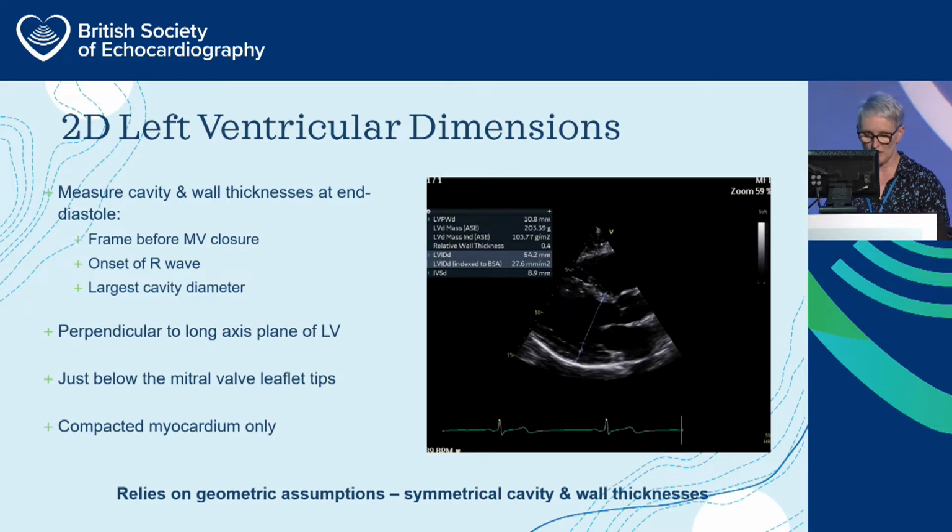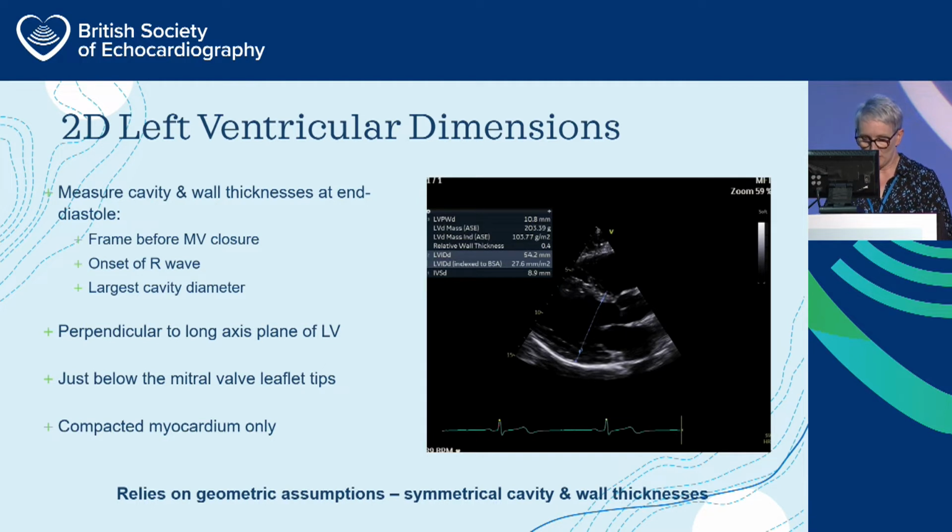So we make our 2D measurements of the ventricle instead. Again, perpendicular to the long axis of the ventricle. We're going to measure at end diastole, and we can define this as the frame before the mitral valve closes. Surrogates for this include the onset of the R wave, or sometimes the frame with the largest cavity diameter. We need to measure compacted myocardium only, so that means we have to avoid any trabeculations, any subvalvular chords or moderator band in the right ventricle, because sometimes you can see that in parasternal long axis.